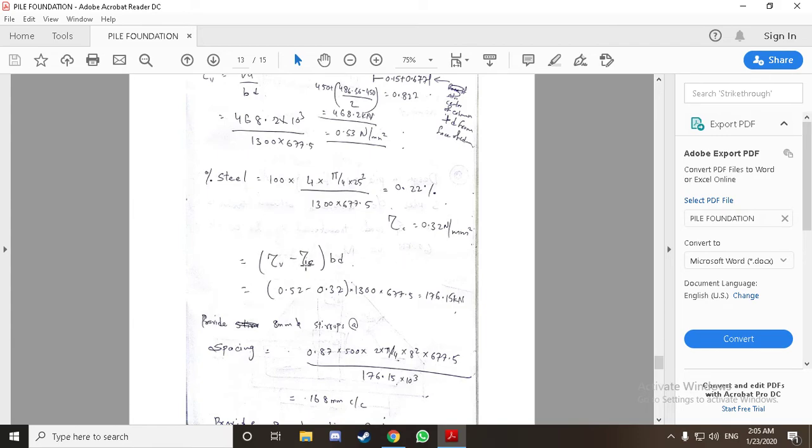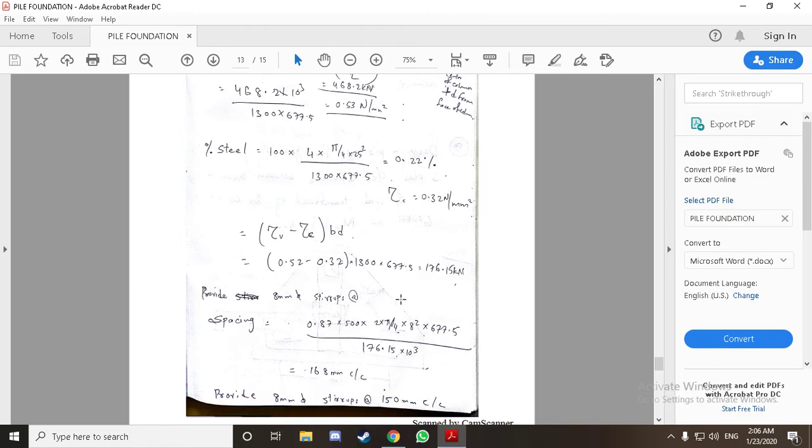Now we have to check how much shear force our tau c provides. We just check tau v minus tau c into Bd. This will give us the difference in shear, that is basically the Vus value, how much more shear we have to provide furthermore. So we got this value as 176.15 kilonewton. This is the more shear which we have to accommodate by means of shear reinforcement.